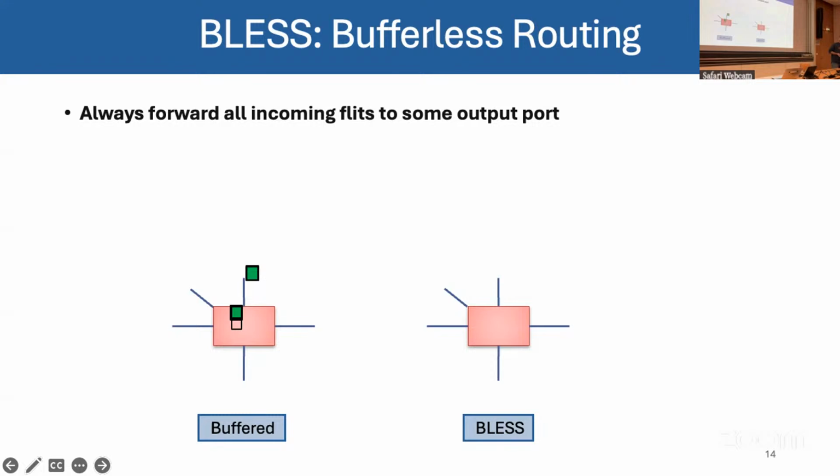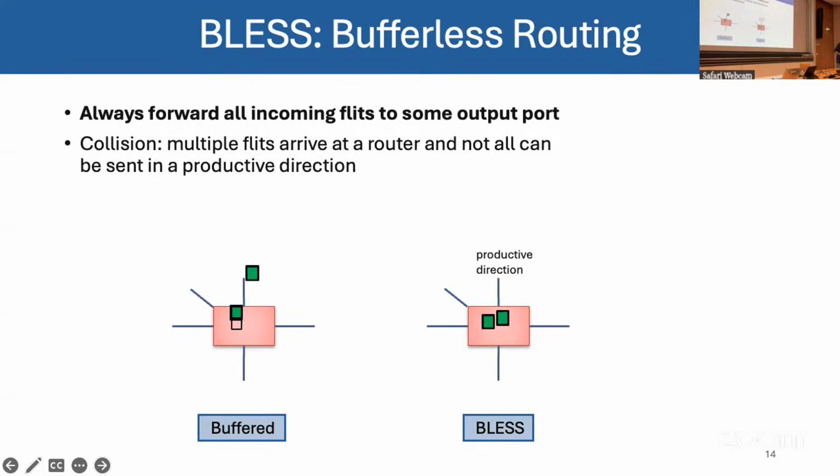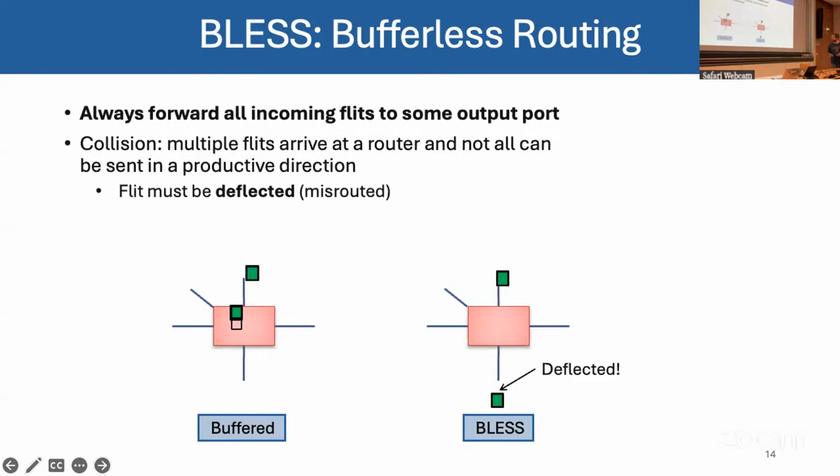So if there's a collision, we still need to forward all incoming flits to some output port. So we basically have to reroute, or misroute, packets, and that's called deflection. This is not new, and it's called hot potato routing in classical network analysis.